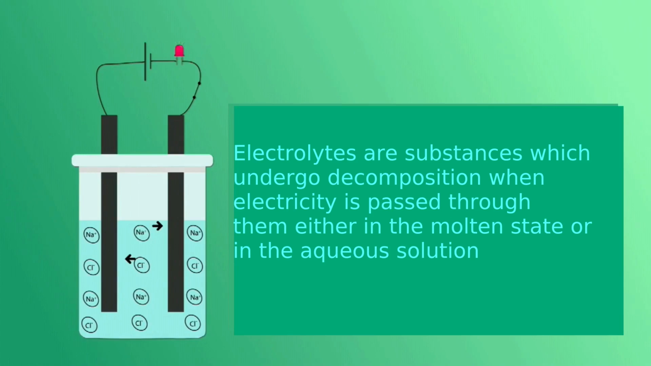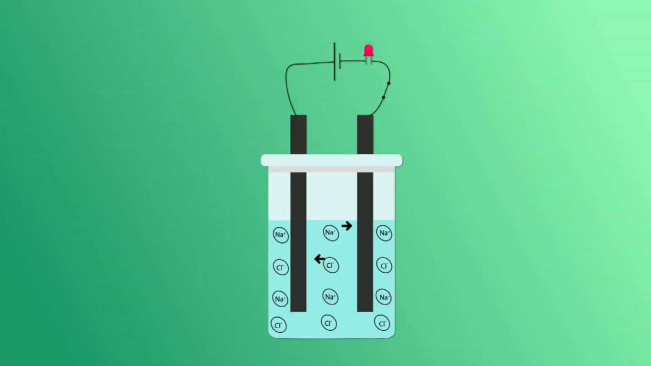Electrolytes are substances which undergo decomposition when electricity is passed through them either in the molten or in aqueous state. Electrodes are used to conduct electricity through an electrolyte. Here, carbon rods are electrodes.